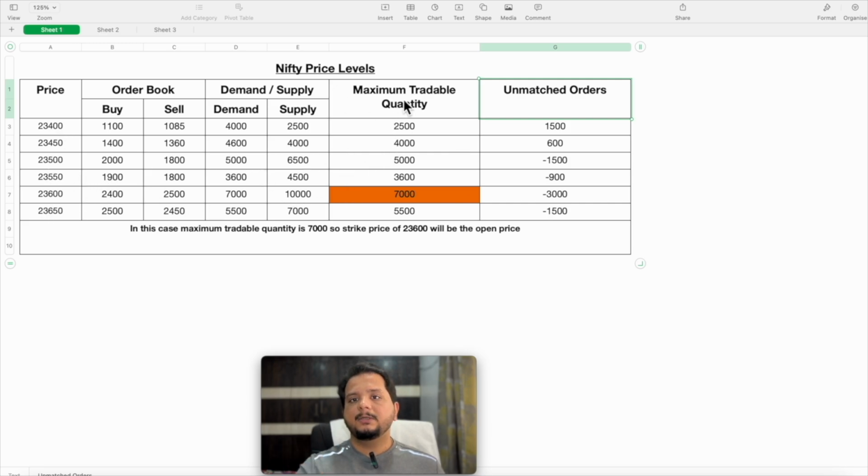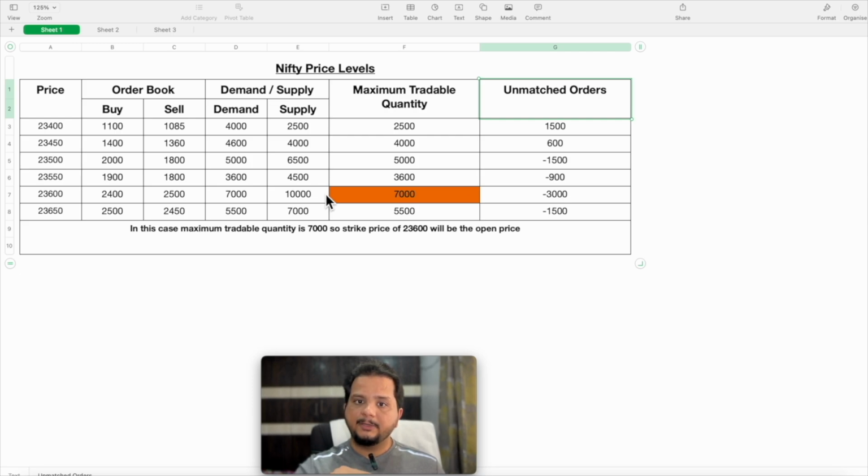So how is the opening price determined? The strike price at which maximum tradable quantity is available is the opening price for this session. So in this scenario, you got to know what the maximum tradable quantity is. Whatever the price at which demand and supply are met, that is called maximum tradable quantity. And what is the demand and supply here? 7000 is demand, supply is 10,000. So supply is more. So what is the tradable quantity here? 7000 can be tradable. Remaining 3000, there is no buyer for that.